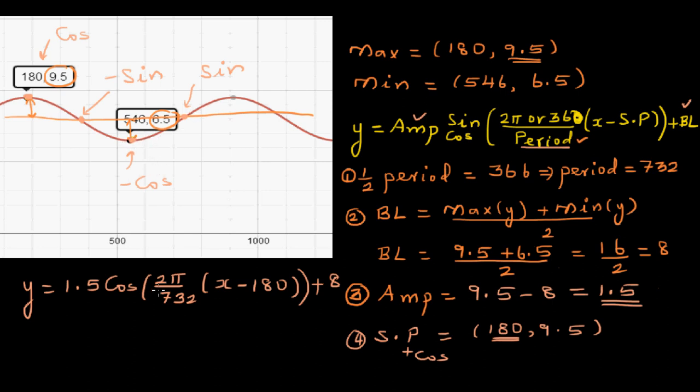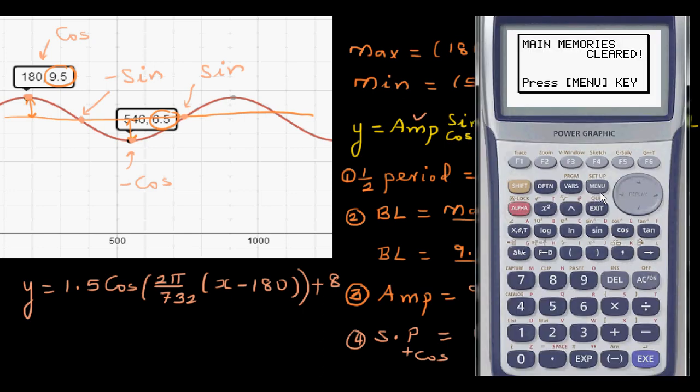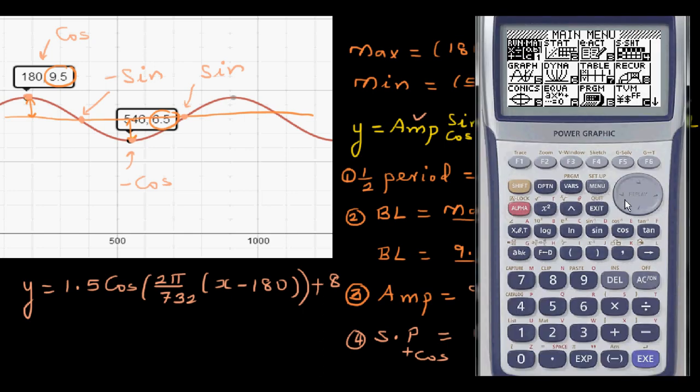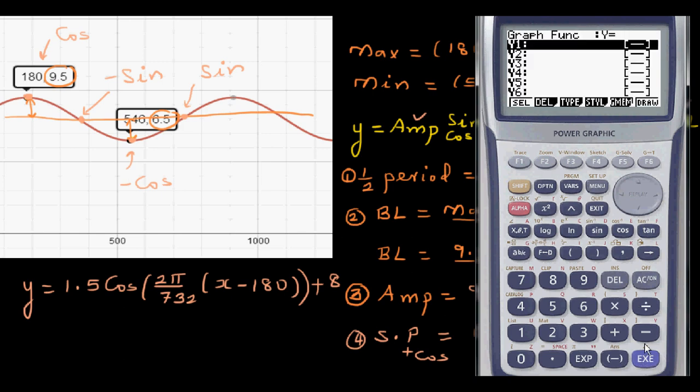So let's confirm this. We need to set our calculator properly. So let's go to graph and type in the equation. The equation is 1.5 cos bracket 2 shift pi.